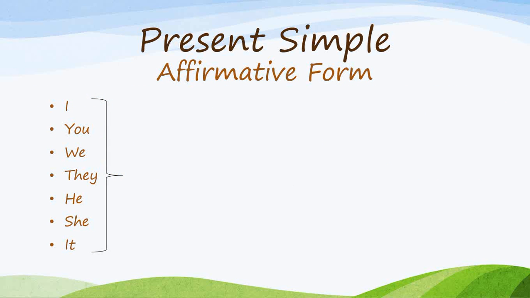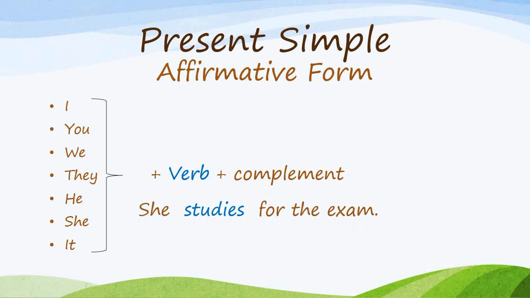Now, let's look at the structure of the affirmative form of the present simple tense. First, we have the subject. Remember that for subject, we can use the personal pronouns, we can use names, or we can use nouns. The next thing that we are going to use is the verb in infinitive form, okay? Plus the complement of the sentence. For example, she studies for the exam.